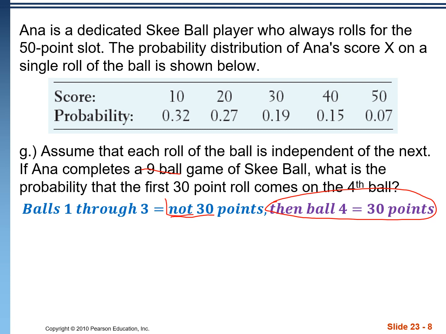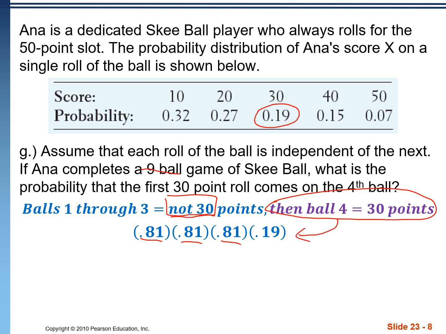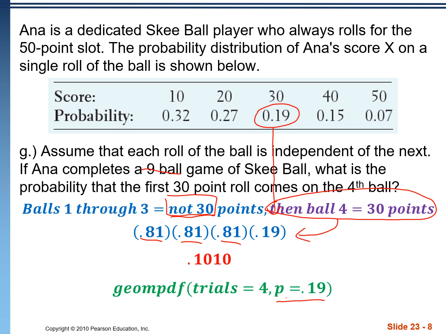So to get not 30 points, we want anything that's not in that 19%. That leaves 81% for each of those first 3 balls. Then we get to the 4th ball. We want that to be the 30-point score, so 19% for that 4th ball. Multiply them all up, 0.1010. There are geometric probability functions. Geometric are for waiting time problems. We're waiting until the 4th ball to see this 30-point score. 4 trials, 19% probability of success.